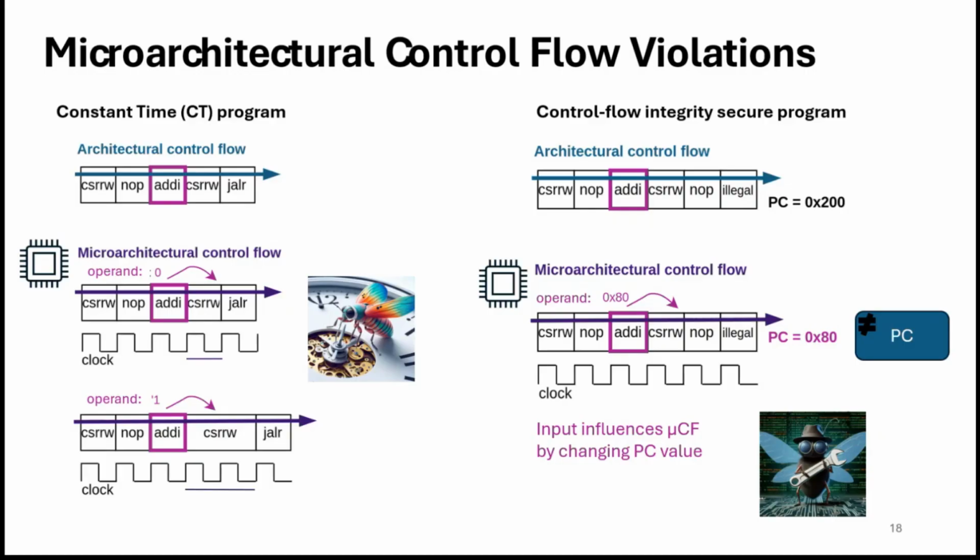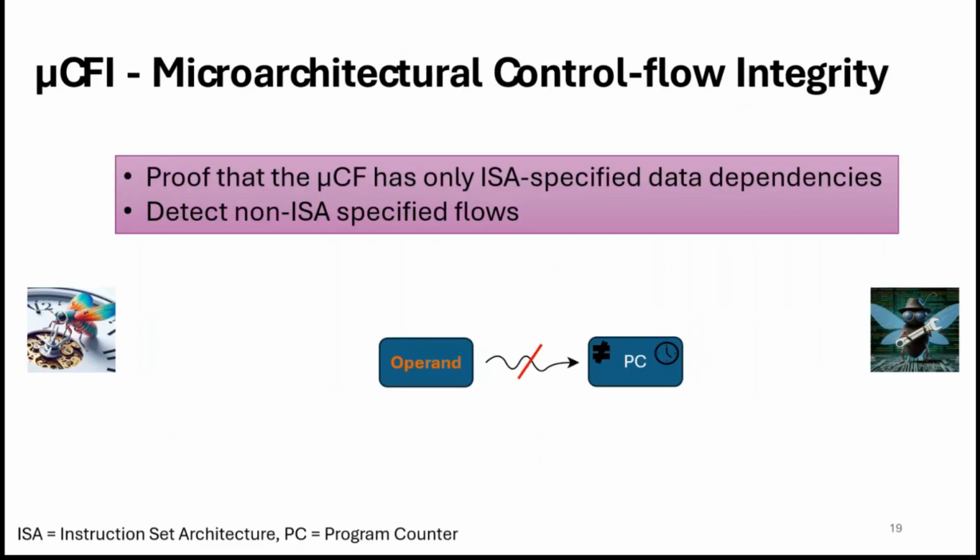These are the kind of bugs we are looking for. With 𝜇CFI, we prove that these kinds of bugs do not exist. We prove that the 𝜇CF has only ISA-specified deviations and ISA-specified data dependencies.